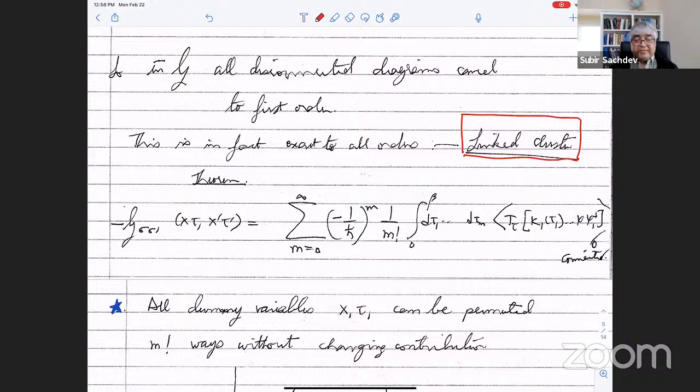Basically, the linked cluster theorem says, don't worry about the denominator. Wick's theorem will take care of it. And when you're applying Wick's theorem to these expressions, only keep the connected diagrams.